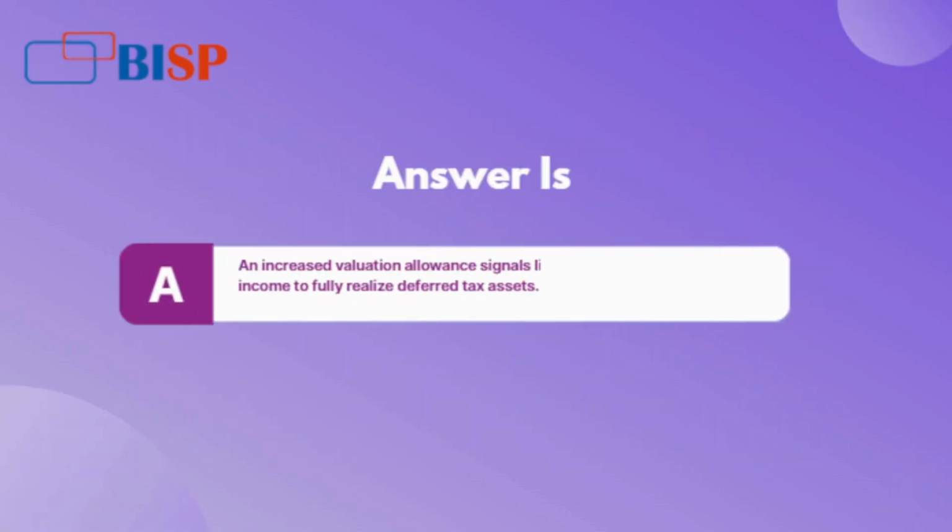Answer is A. An increased valuation allowance signals likely insufficient future taxable income to fully realize deferred tax assets.